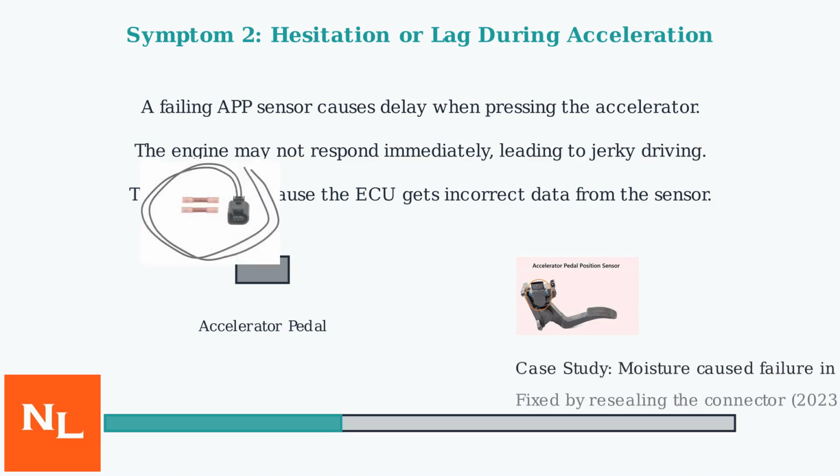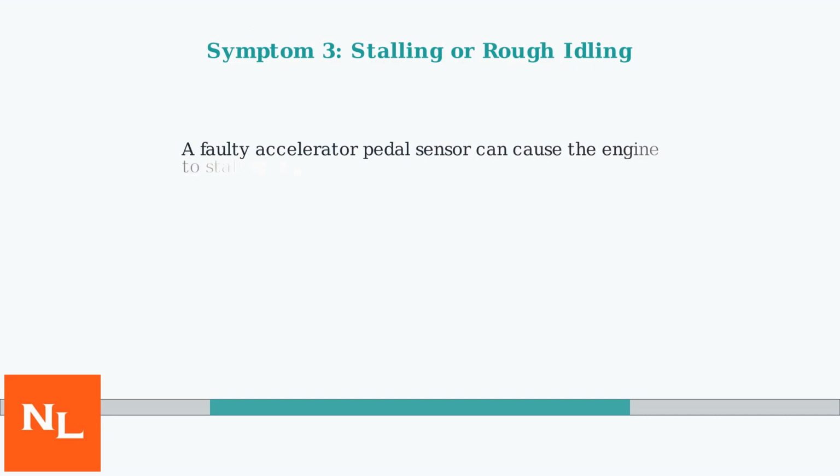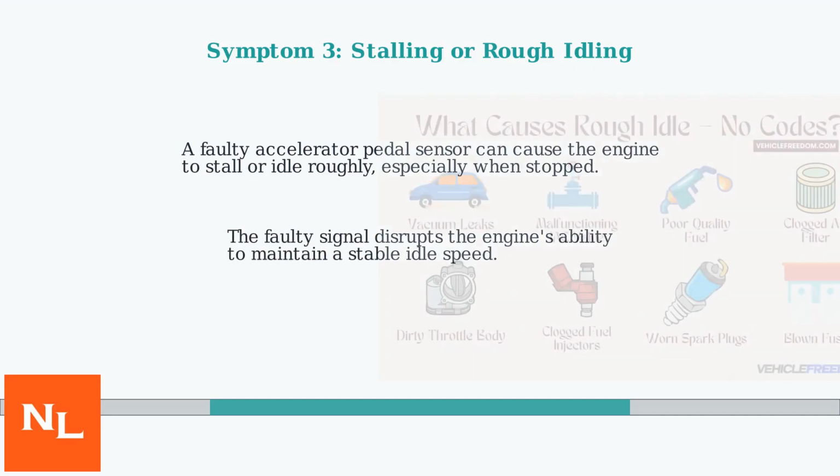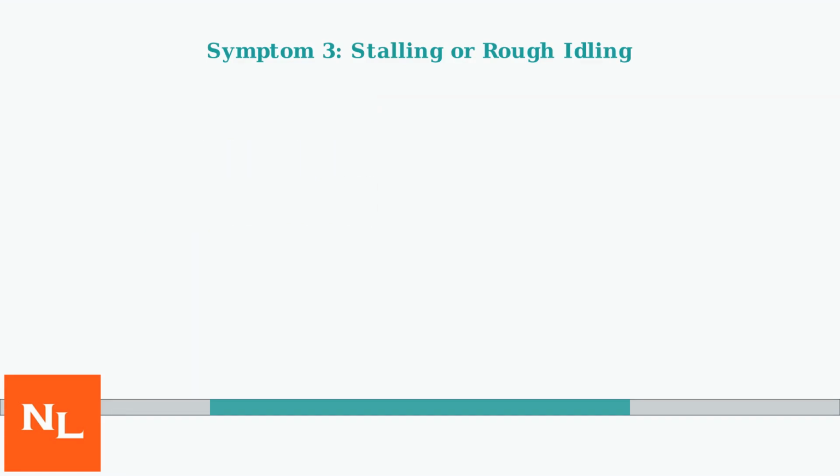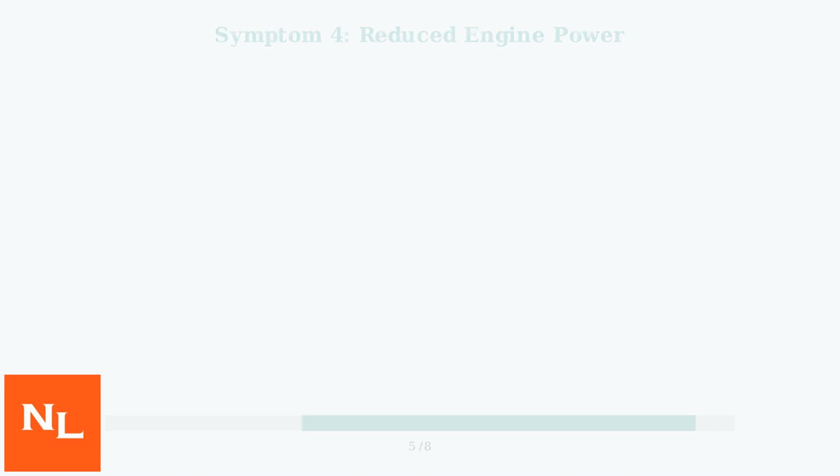In 2023, a case study from Consumer Reports showed that moisture caused failure in humid climates with Volkswagen Golfs, fixed by resealing the connector. A faulty accelerator pedal sensor can cause the engine to stall or idle roughly, especially when the vehicle is stopped at lights or stationary. The faulty signal disrupts the engine's ability to maintain a stable idle speed. This was seen in Toyota Prius models from 2010 to 2015, which were recalled in 2022 for faulty APP sensors causing sudden acceleration.